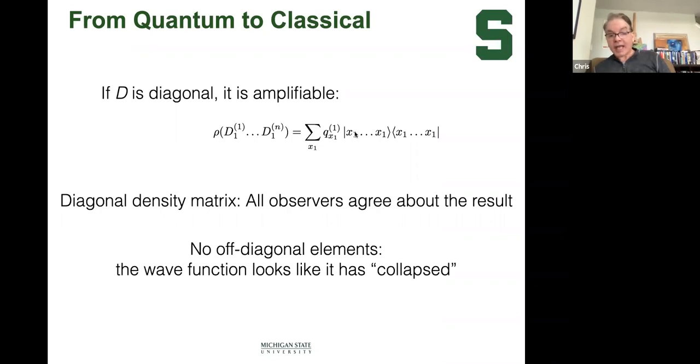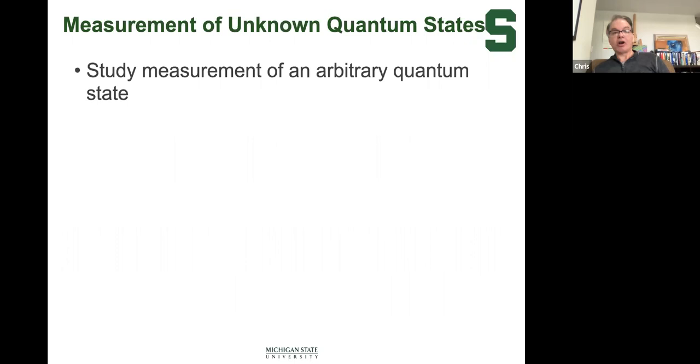There are no off-diagonal elements in this matrix, and that means, of course, that the wave function looks like it has collapsed. Like, if you get one state, x1, that means you would assume that the quantum state is, in fact, in x1. Okay, that's what no off-diagonal elements means. All right, now that we've done that, let's study the measurement of an arbitrary quantum state.